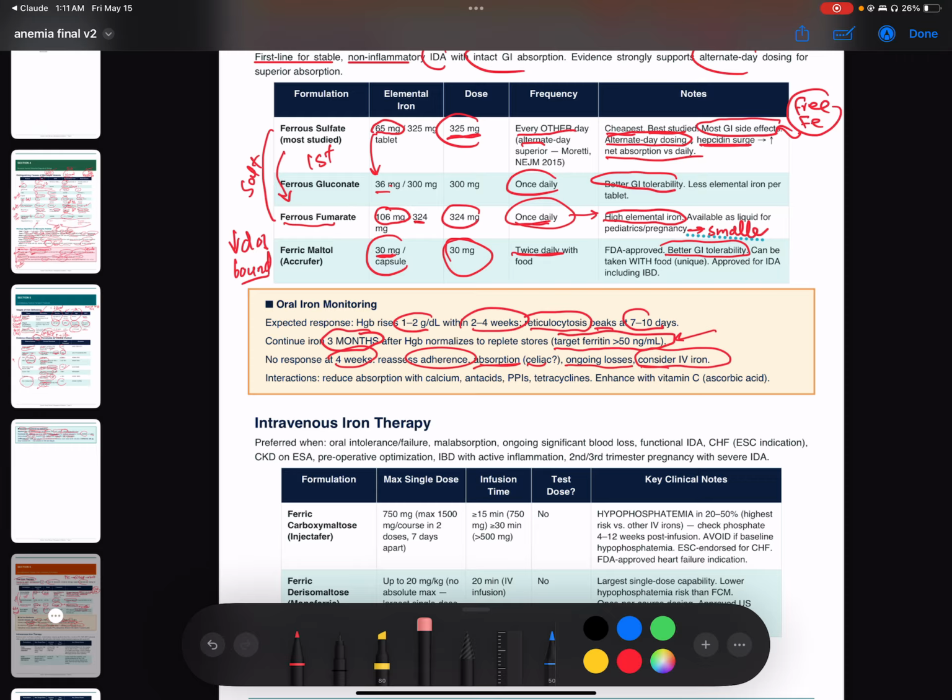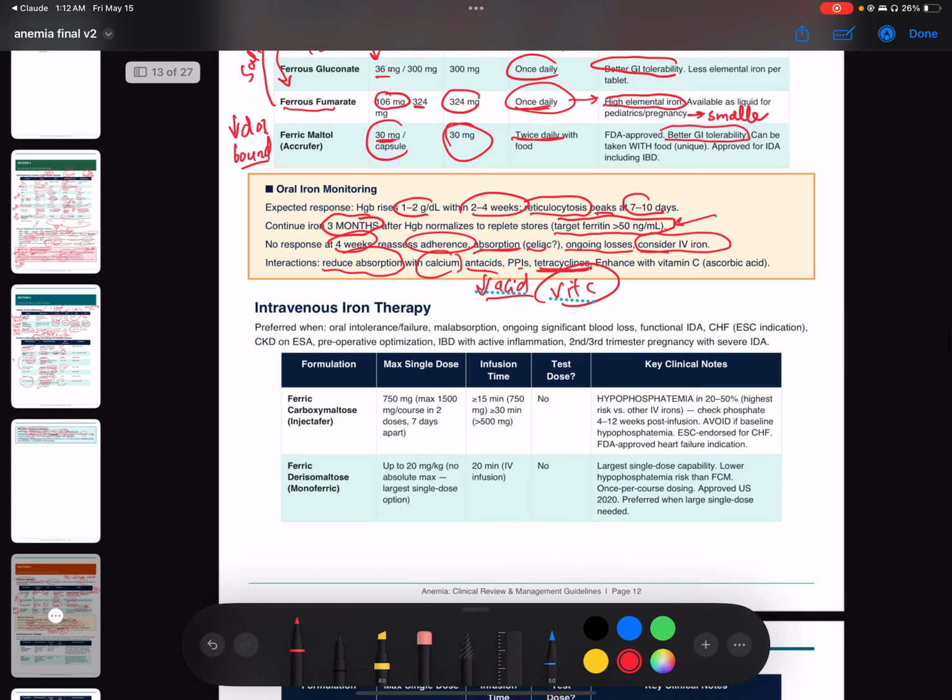Sometimes the iron can be not effective because of reduced absorption due to other medications, like calcium and acid reducers. Remember that calcium is divalent, so it will compete with iron on the same transporter. Antacids and PPIs will decrease the acid which is needed for iron absorption. Sometimes you can give this patient vitamin C with iron to enhance the absorption, and also tetracycline can decrease the iron absorption. So that's oral iron.